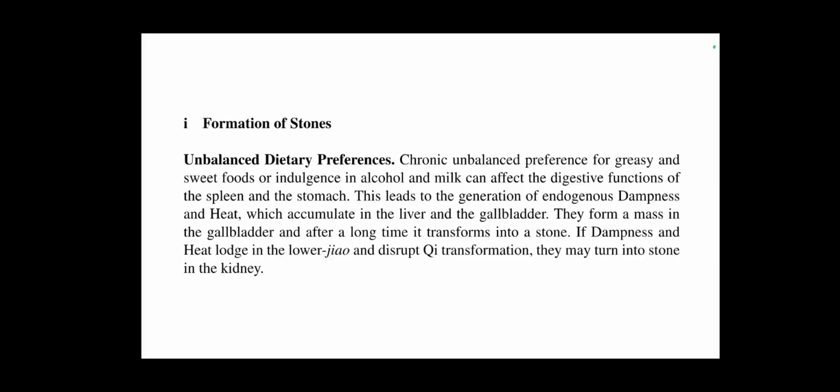Now let us look at the formation of stones. Unbalanced dietary preferences. Chronic unbalanced preference for greasy and sweet foods or indulgence in alcohol and milk can affect the digestive functions of the spleen and the stomach. This leads to the generation of endogenous dampness and heat, which accumulate in the liver and the gallbladder. They form a mass in the gallbladder, and after a long time, it transforms into a stone. If dampness and heat lodge in the lower jiao and disrupt qi transformation, they may turn into stone in the kidney.